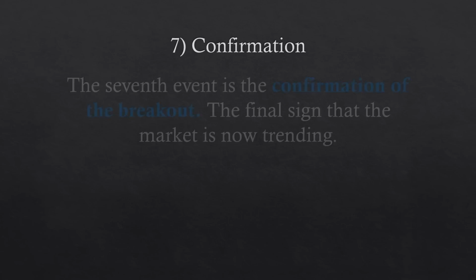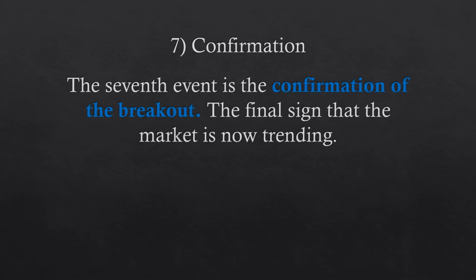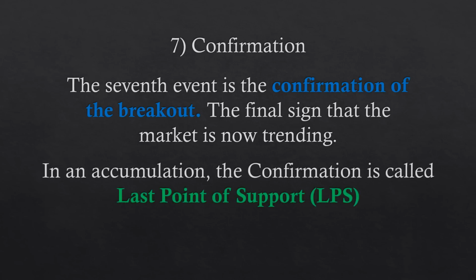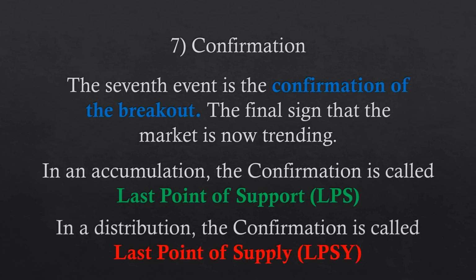The last event is the confirmation, which is a final necessary step because it validates the breakout. This is important because in real time, it's always difficult to know if we are dealing with a true or false breakout, and that's critical for the decision-making process. In the case of an accumulation, the breakout of the range is called sign of strength or jump across the creek. The seventh event, the confirmation, is called the last point of support. In the case of a distribution, the breakout of the range is called sign of weakness or fall through the ice. The seventh event, the confirmation, is called the last point of supply.